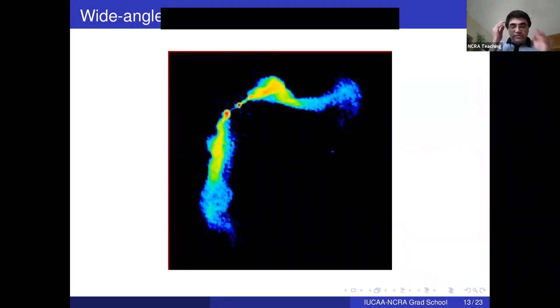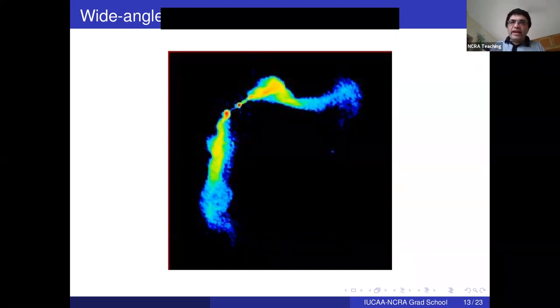Okay. So within clusters, you have a lot of hot gas. It is so hot that it thermally emits in X-rays. So in many clusters, if you observe that part of the sky with an X-ray telescope, you'll see a diffuse blob of emission coming from there. And that is coming from the thermal emission from the hot gas in the cluster.